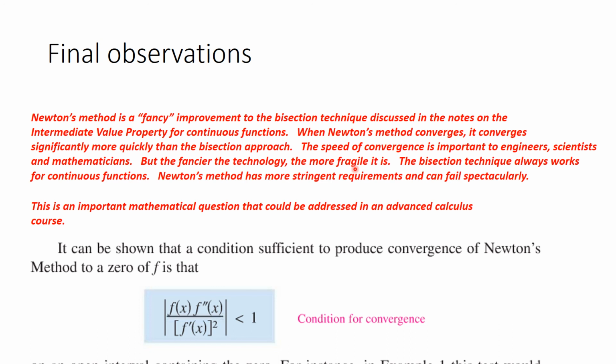Newton's method has more stringent requirements. You have to be differentiable, and it can fail spectacularly. Now, the question of when something works and doesn't work is an important mathematical question, and it is addressed in advanced calculus courses. In those courses, it can be shown that a sufficient condition to produce convergence of Newton's method to a zero of f of x is this ratio being less than 1.